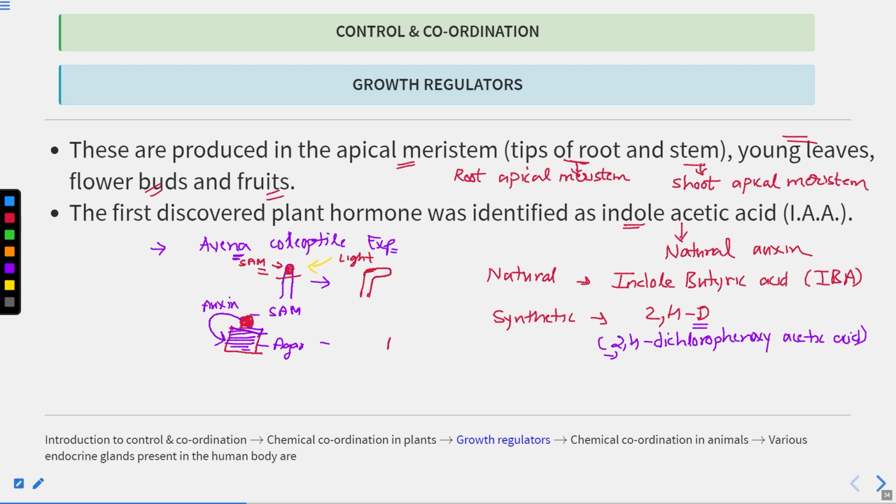Again, you can draw the shoot apical meristem here. Again, you can draw the coleoptile. So this is the coleoptile in which the shoot apical meristem has been removed, and on this an agar block was kept. Now this agar block consists of the hormone auxin, and it led to the development of the curvature again here. So this is how auxin was isolated.